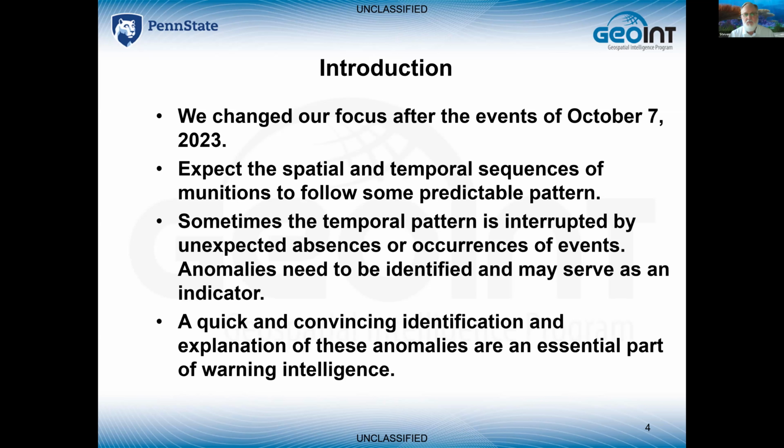We expect the spatial and temporal sequences of munitions to follow some predictable pattern. But sometimes the temporal pattern is interrupted by unexpected absences or occurrences of events. These anomalies need to be identified and may serve as an indicator. A quick and convincing identification and explanation of these anomalies are an essential part of warning intelligence.